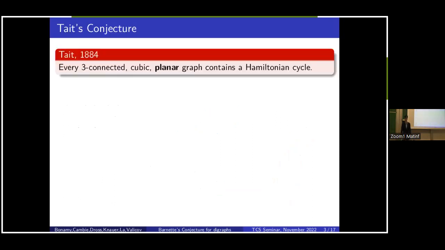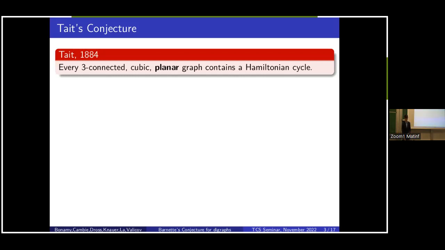So now let's discuss some real problems. Everything began with Tait's conjecture in 1884. This conjecture states that every 3-connected cubic planar graph contains a Hamiltonian cycle. Now, why is this problem interesting? Well, Tait's original motivation was to find something that is close to the 4-color conjecture, or the 4-color theorem now, I guess. And actually, having this property will imply the 4-color theorem.